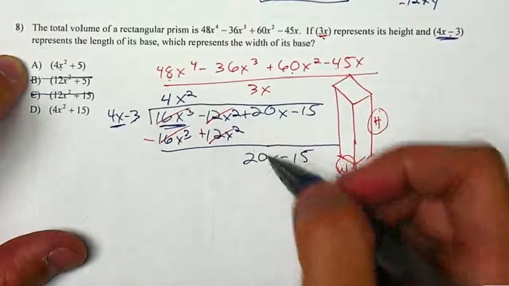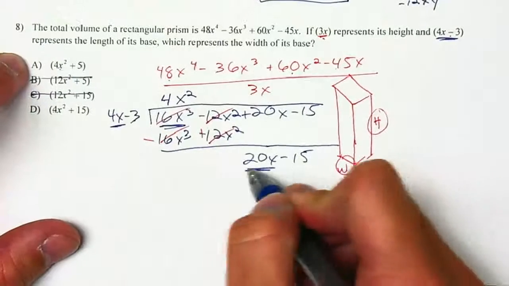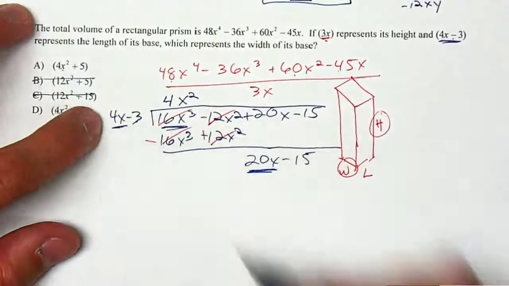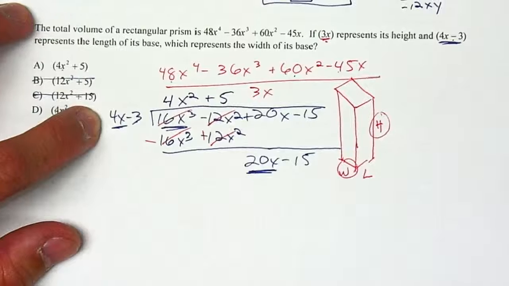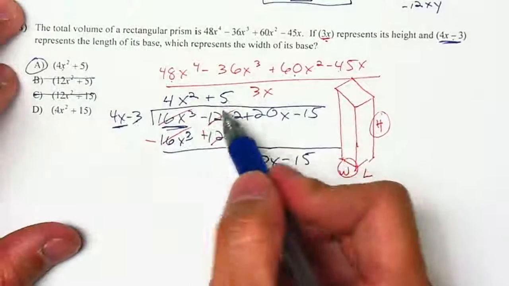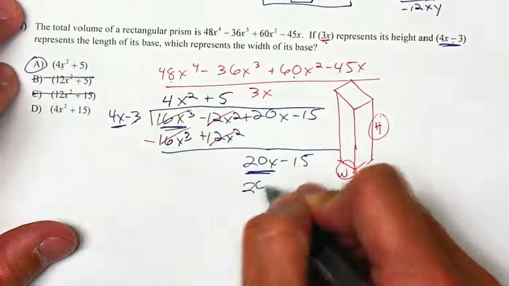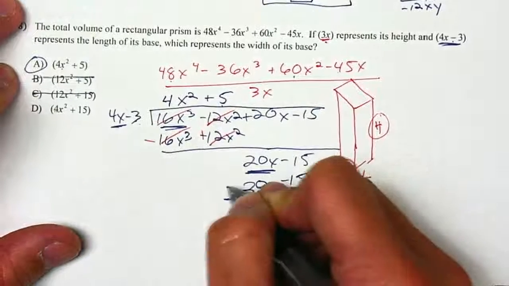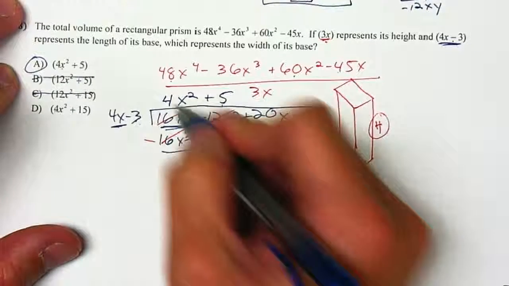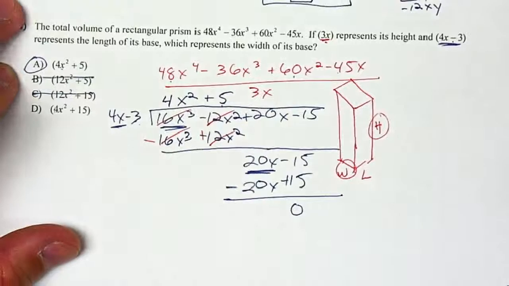So when I divide the fronts again, the new front is 20x. So 20x divided by 4x is positive 5. I can see my answer already, but let's just finish this up. 5 times 4 is 20. 5 times negative 3 is negative 15. And now when I switch both signs and add, we get a remainder of 0. So it's 4x squared plus 5 is the final answer, which is A.